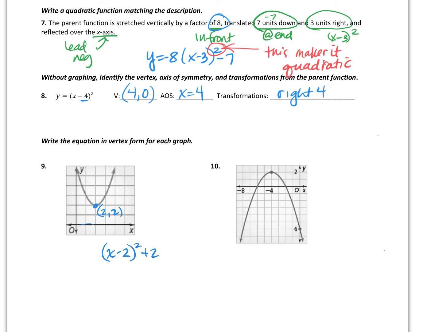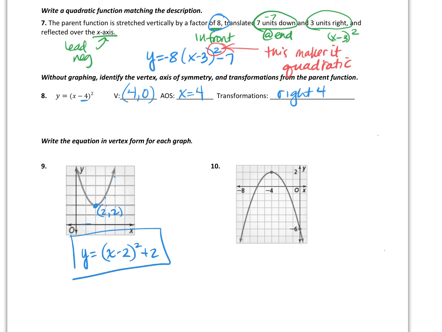Now I need to decide, is there an a value? So is it just going over 1, up 1? Over 2, up 4? It is. So it's following the parent function pattern. So the a value is just 1. And we know that it's opening up, so it's just positive. So it's just y equals x minus 2 squared plus 2.